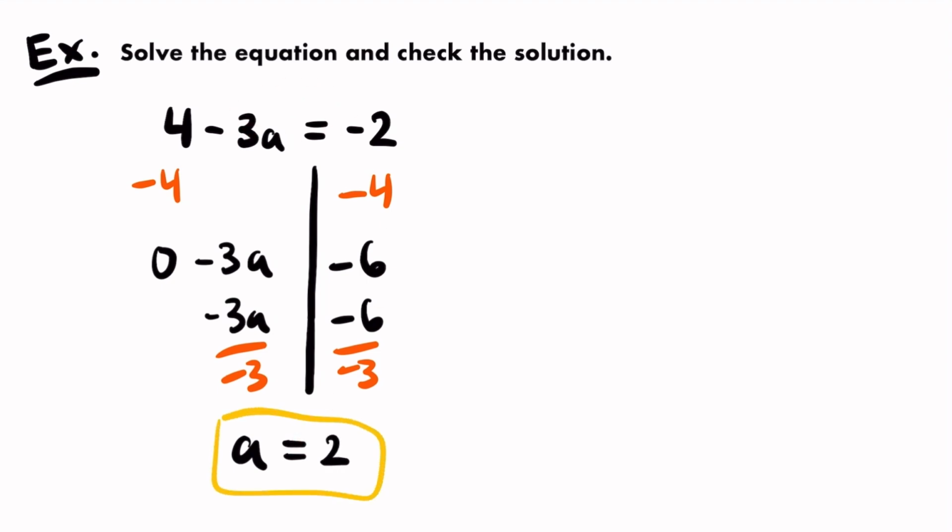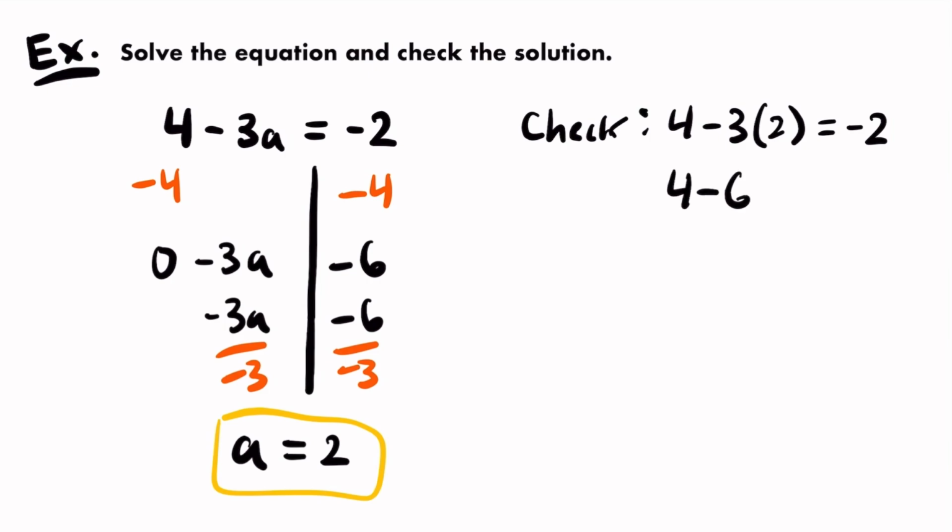But let's check it. Let's make sure that it really is the solution. We want to plug that value of 2 back into the equation. So we're going to plug it in for a right here. We'll have 4 minus 3 times a, which is 2. And that should be equal to -2. And so simplifying, 3 times 2 is 6. So we have 4 minus 6 equals -2. And 4 minus 6 is in fact -2. So we get -2 equal to itself. The equation is true, which means that a equals 2 is the solution to this equation.